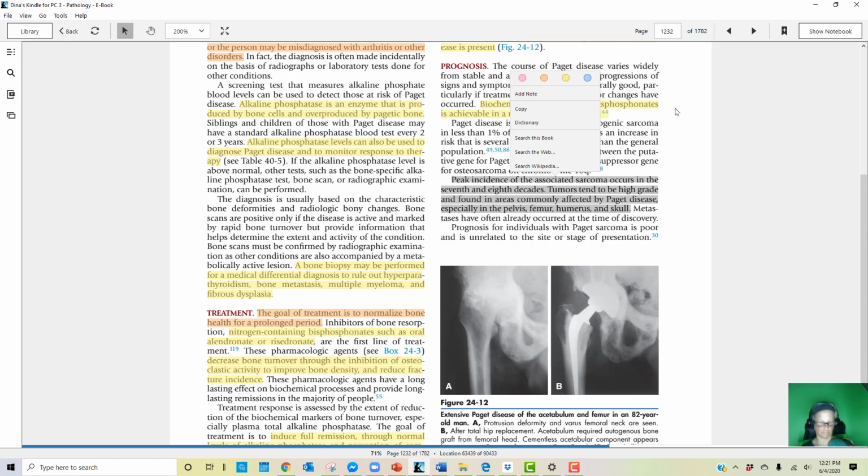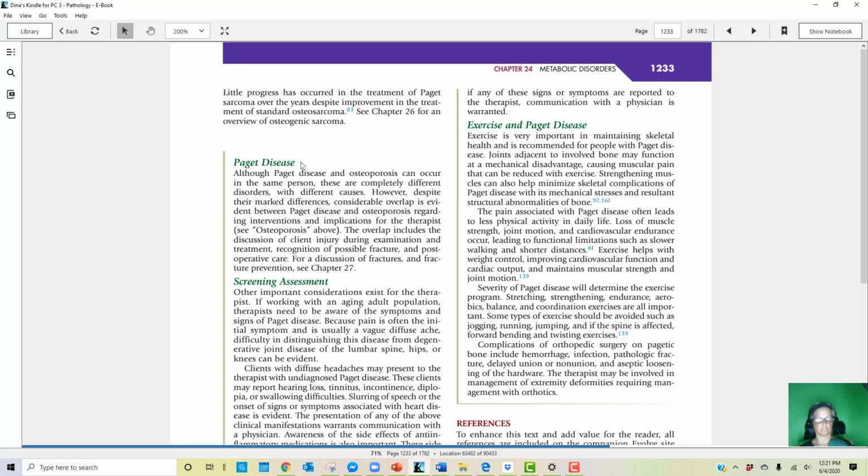Prognosis for individuals with Paget sarcoma is poor and is unrelated to the site or stage of presentation. Little progress has occurred in the treatment of Paget sarcoma over the years despite improvement in the treatment of standard osteosarcoma. See Chapter 26 for an overview of osteogenic sarcoma. Special implications for the therapist: Paget disease.